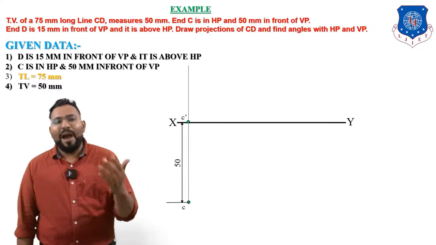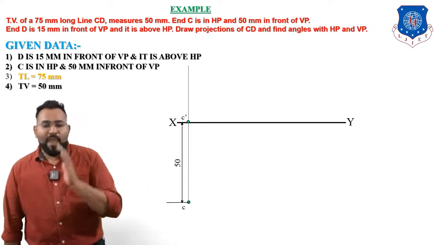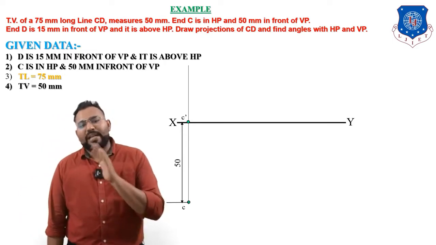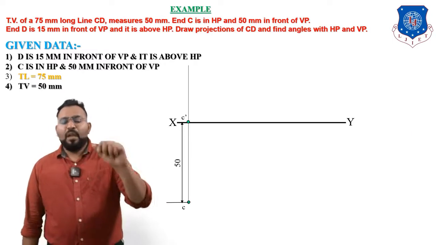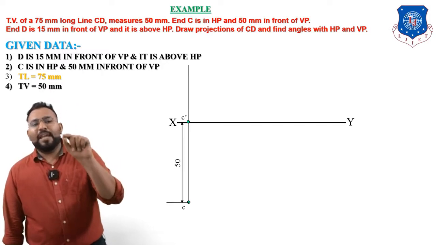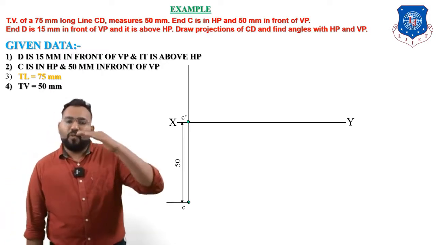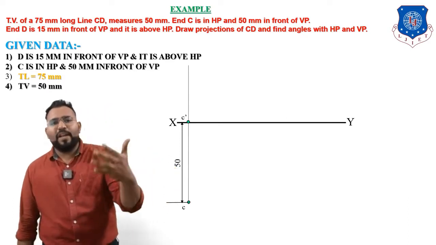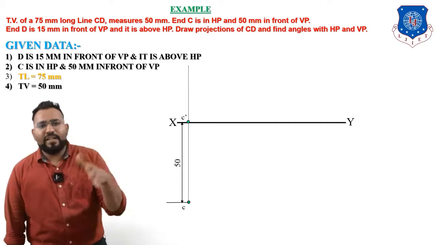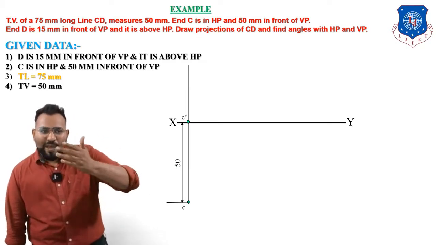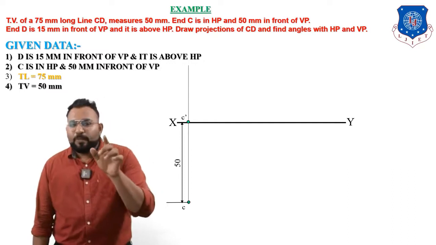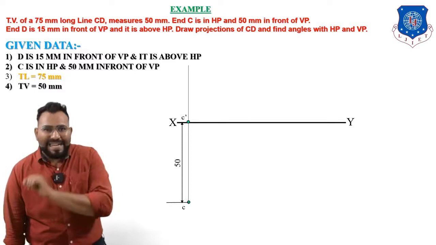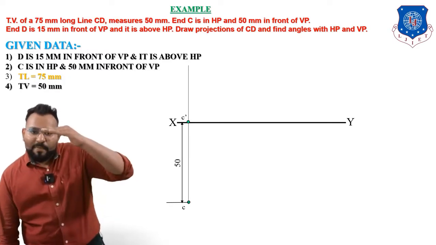So now we have marked the position of point C and point C dash. Now we have to mark the position of point D. Now the point D is 15 mm in front of VP. That means the position of point D is going to be 15 mm below XY line, because we know that the point D is in first quadrant, and in first quadrant top view is going to become below XY line. So in front of VP, that means it's talking about the top view. So point D is going to become 15 mm below XY line.